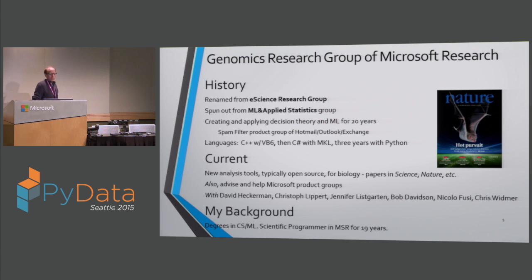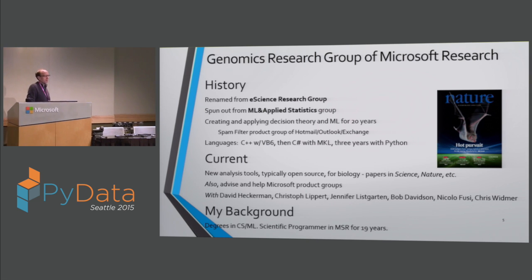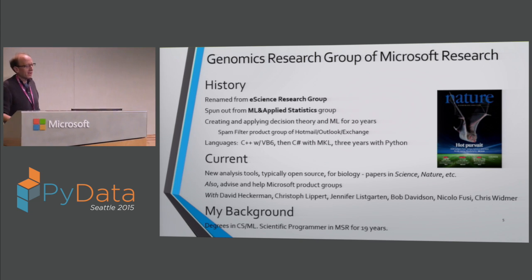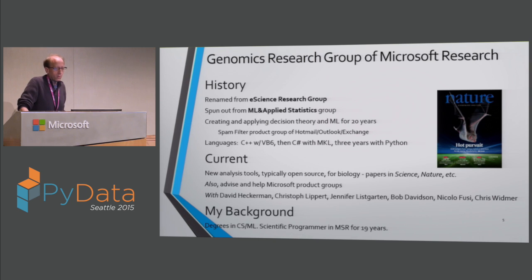So let me give a little bit of background on where I'm coming from. I'm in the genomics research group of Microsoft Research. We were very recently renamed from the eScience research group. Before that, we spun out of the machine learning and applied statistics research group. Considering that history, we've been creating and applying decision theory and machine learning for 20 years. One of our biggest things was that out of our group spun out a product group, the spam filter group, which was one of the first commercial spam filters, and is still the provider of spam filters for Hotmail, Outlook, and Exchange.